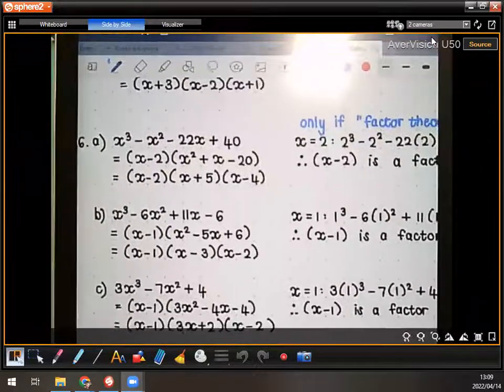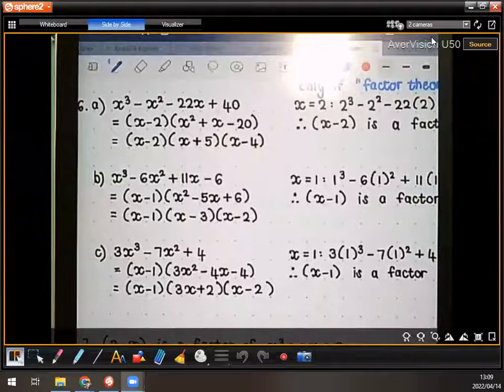Same thing for B and C. I will just show you the factorizing there for all of them. Again, it doesn't ask you to solve for x, so please don't write x equals blah blah blah. It's just factorizing, so that's all you have to write down.